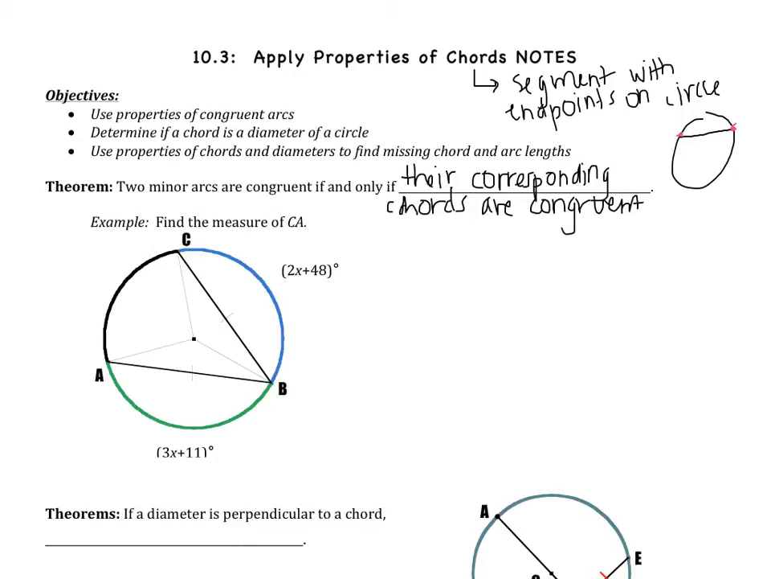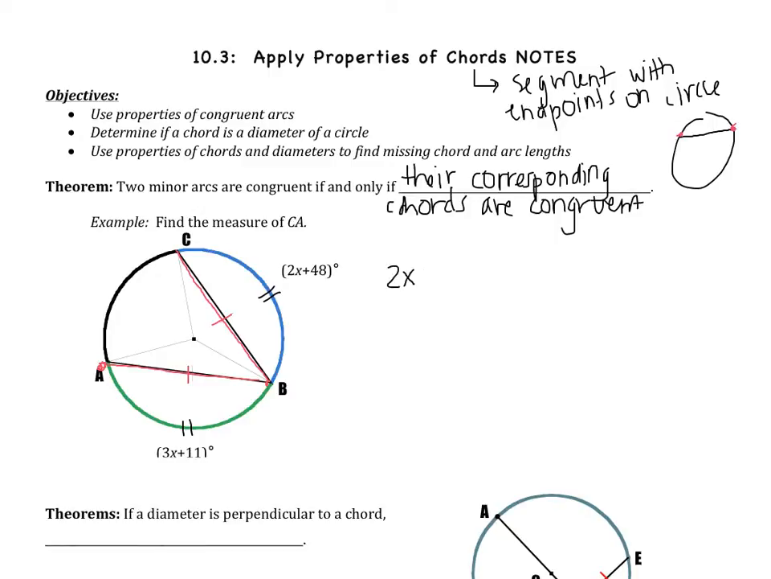Okay, so two minor arcs are congruent if their chords are congruent. So we notice we have two chords here. We have chord CB and we have chord AB. They're chords because they're segments that start and end on the circle. And it's really faint, but you can see that the chords are marked congruent. Because the chords are congruent by this theorem, the arcs are also congruent. If the arcs are congruent, I can set their measures equal. So that's what I'm going to do.